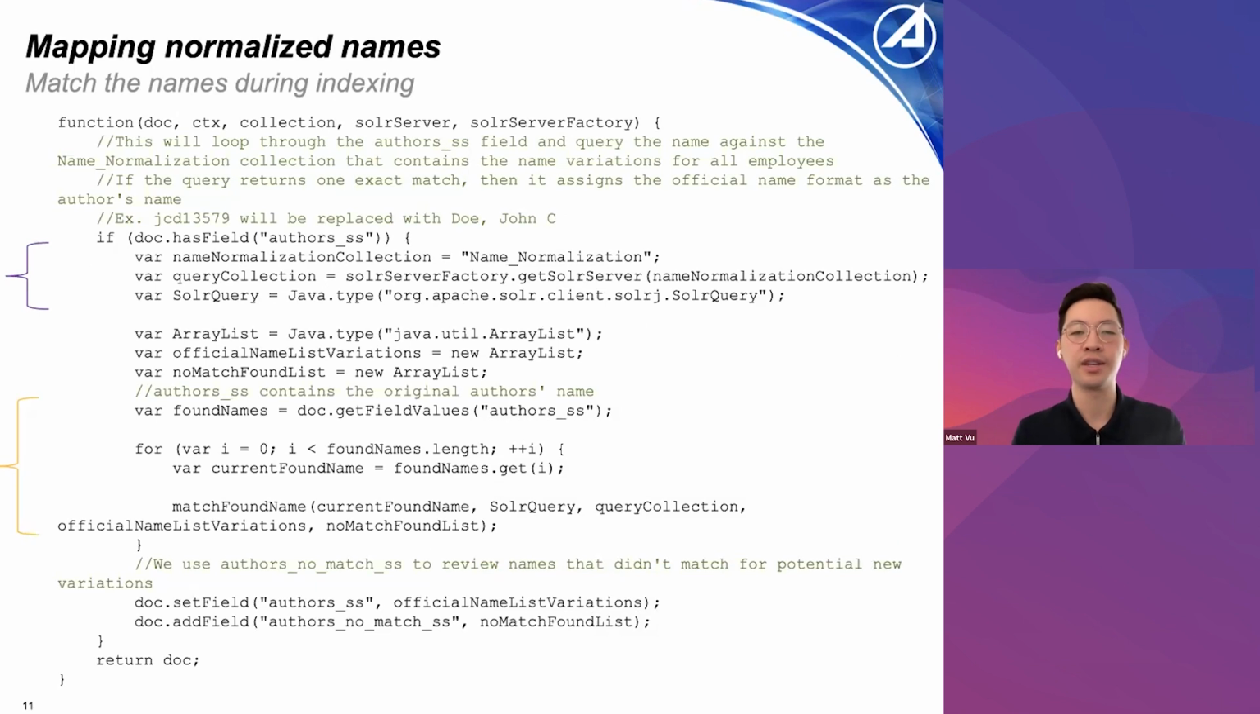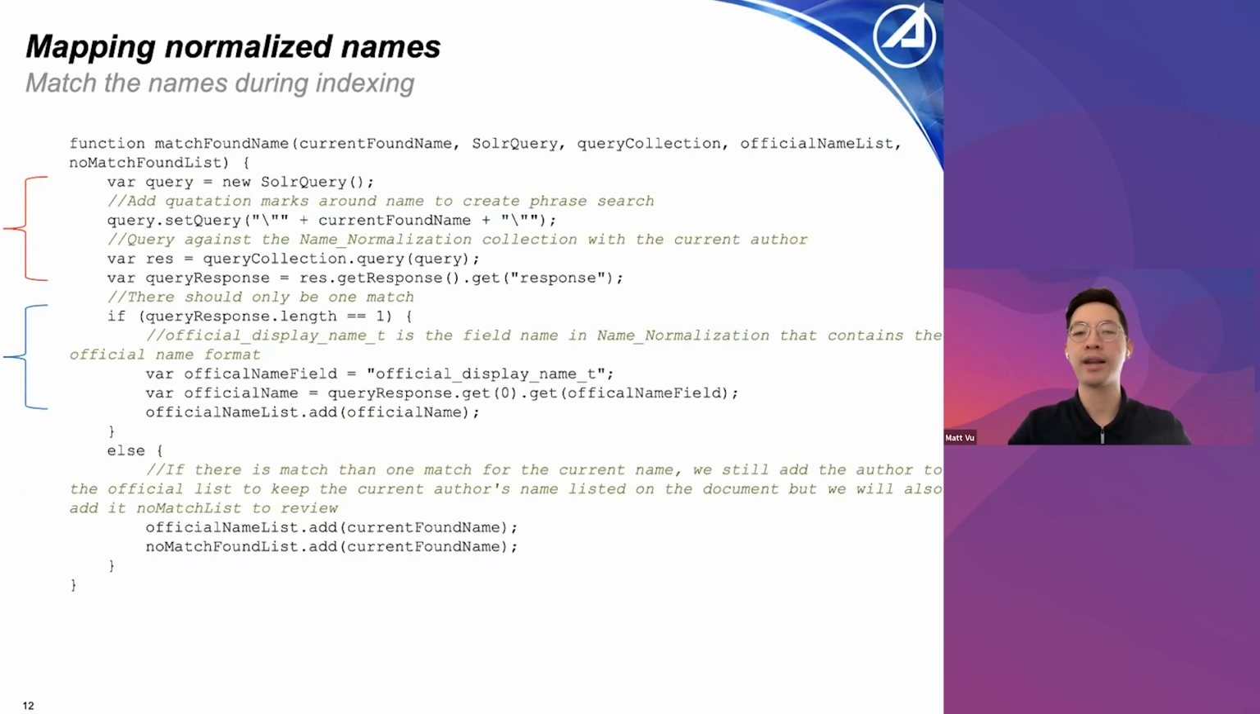So this is our simplified version of the JavaScript stage that we used to index the name variation collection, and I'll be going over this at a very high level. In the purple bracket, this is where we identify the name variation collection's information. In the orange bracket, we're looping through the index document authors and trying to find the mapping, and we're going to call the function in the next slide. In the red bracket, we're querying the name variation collection directly. And in the blue bracket, if one document is returned back to us, then we assign that official display name as the author's name for the index document.